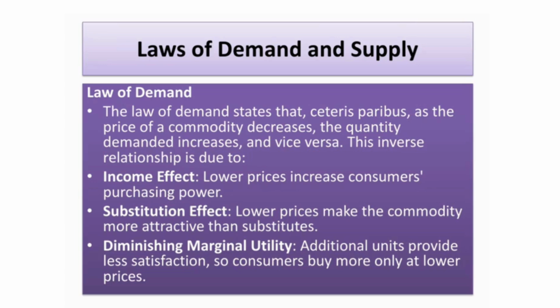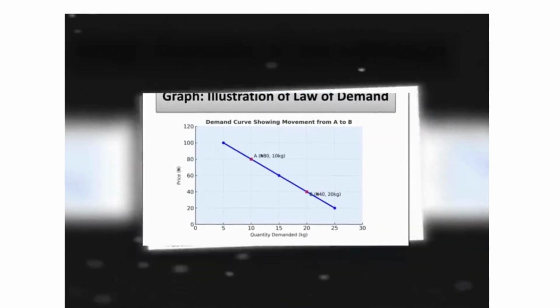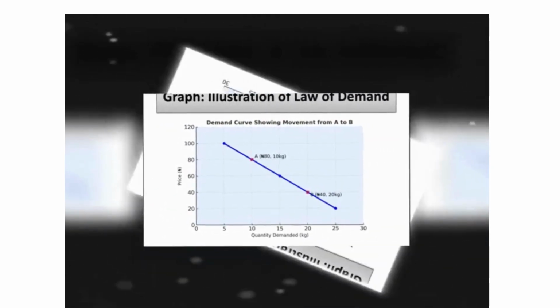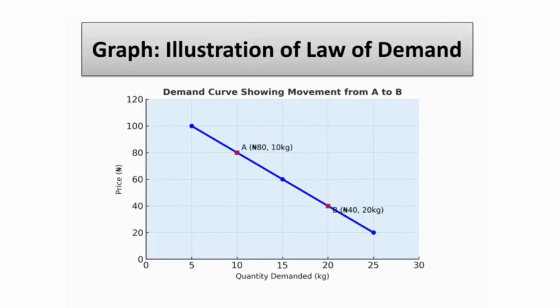The income effect, the substitution effect, and the diminishing marginal utility are the reasons why the demand curve is downward sloped, and this justifies that as the price of a particular commodity increases, the quantity demanded of it will come down. And with this graph, we can illustrate the inverse relationship between the price and quantity demanded of a commodity.